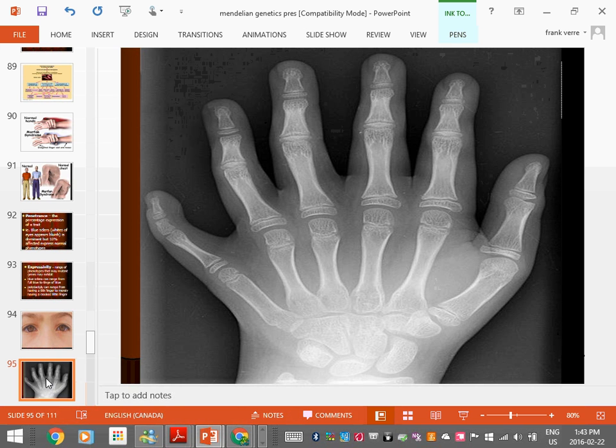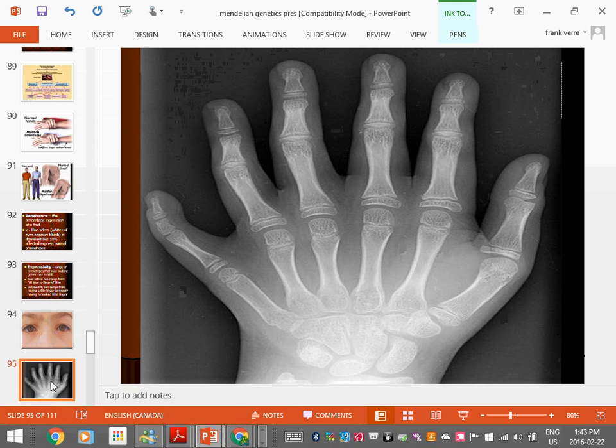Which one's the extra one? Is this the second or the third from the left? I'm not sure. I think it's the second or the... No, it's the third. I'm not sure which one's the extra one.